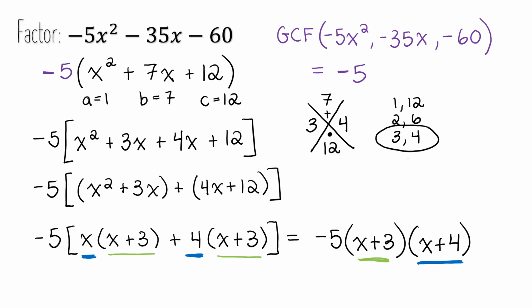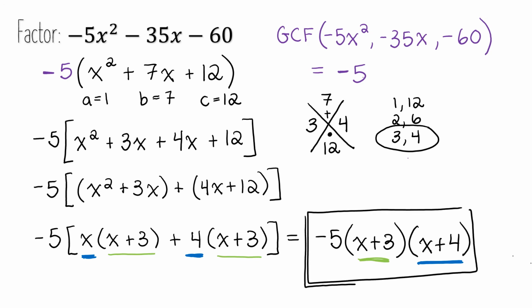So the factored form of my expression is negative 5 times the quantity of x plus 3 times the quantity of x plus 4. And that new step that we've added is factoring out that greatest common factor other than 1.